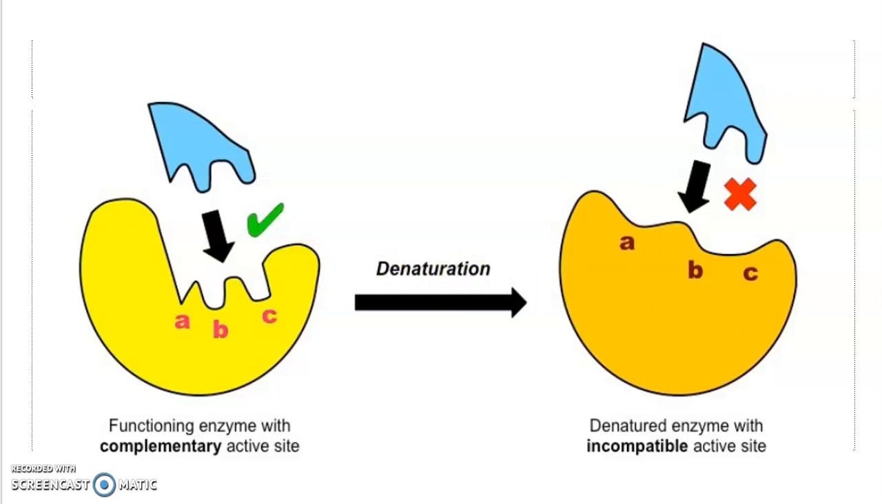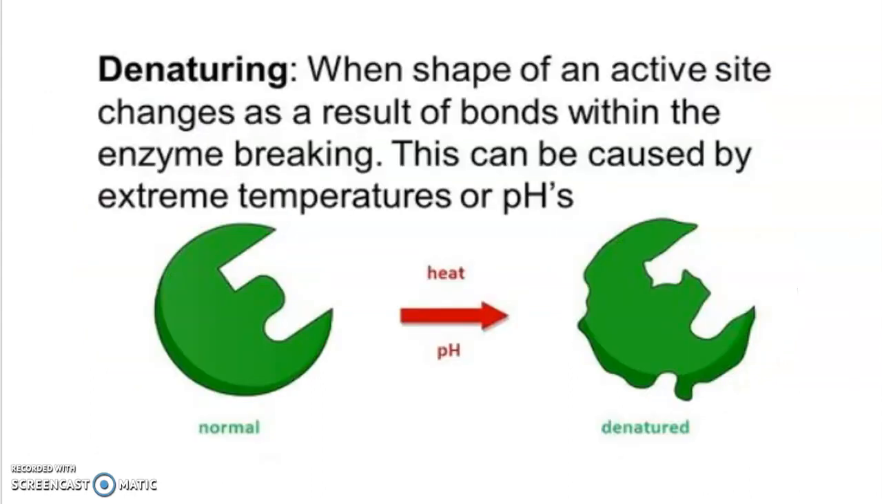So denaturation is when we take an enzyme or any protein, but enzymes are made of protein, and we change the shape such that it causes a permanent change in the structure, which means it's no longer able to work. So normal enzymes have a very specific complementary shape to that of the active site.